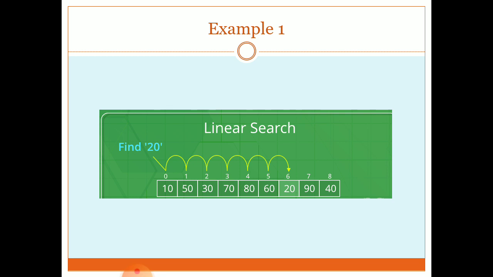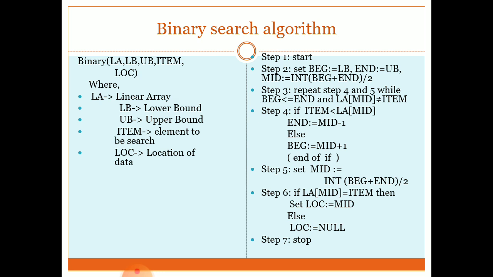Now we will move to the next algorithm, that is binary search. In binary search, the compulsory rule is what? Always we have to perform binary search on the sorted list only. Why that requirement we have to follow, we will see further.